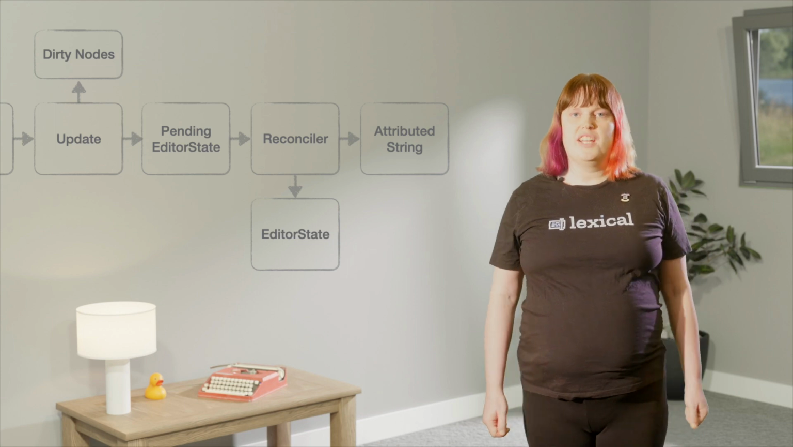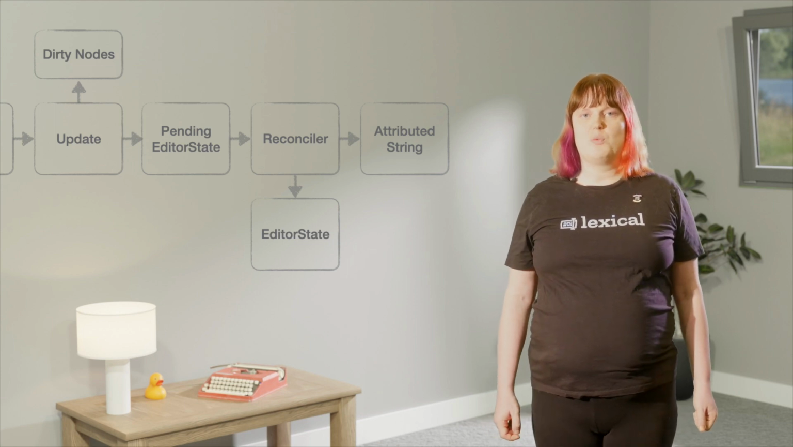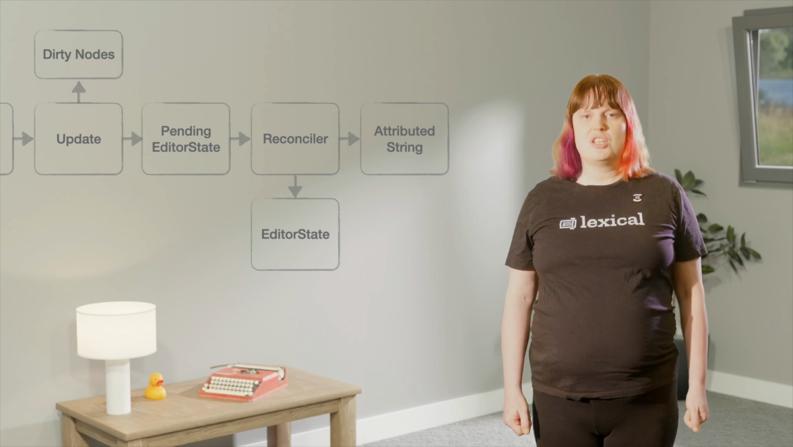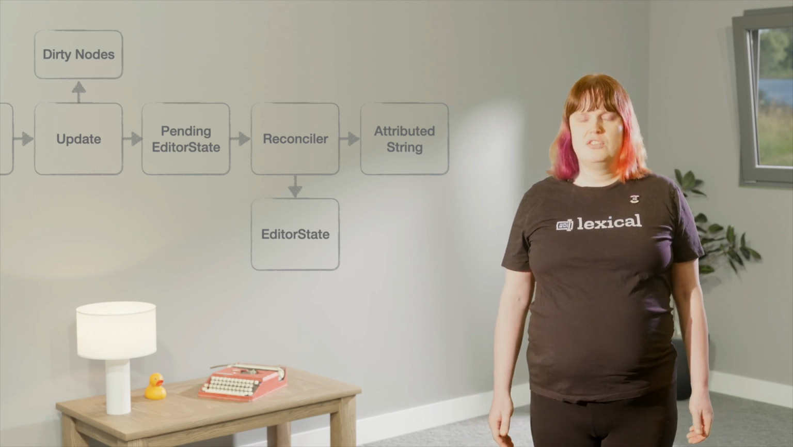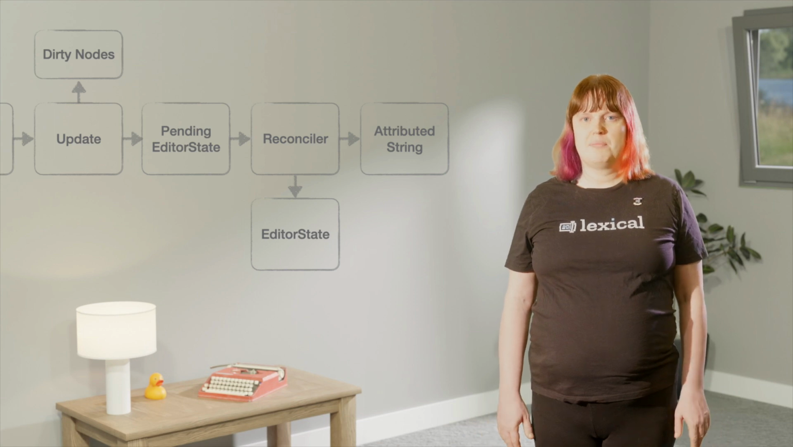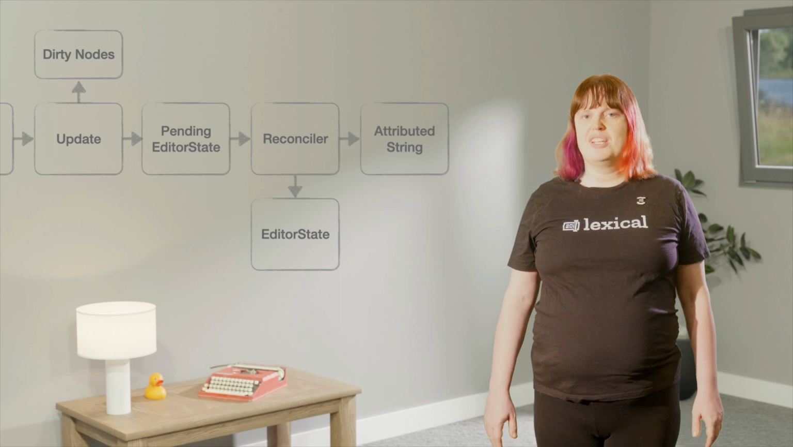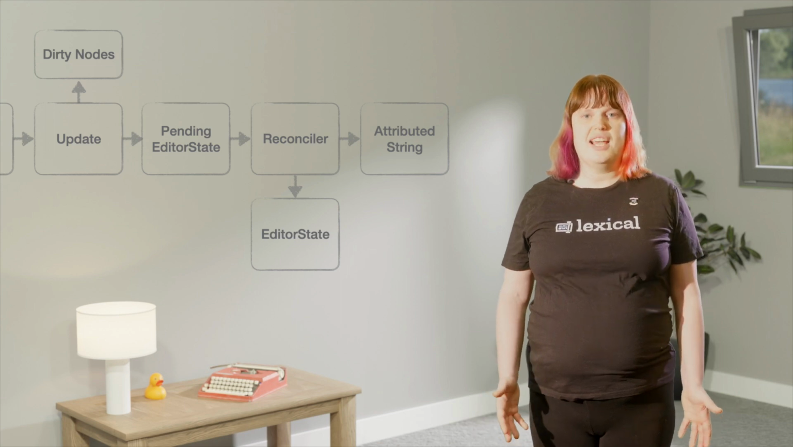Once the update is finished and TextKit has been updated with the corresponding changes, then the pending editor state becomes the new active editor state, replacing the old active editor state. We clear the list of dirty nodes since all the changes have now been applied. And that's it until the next update.